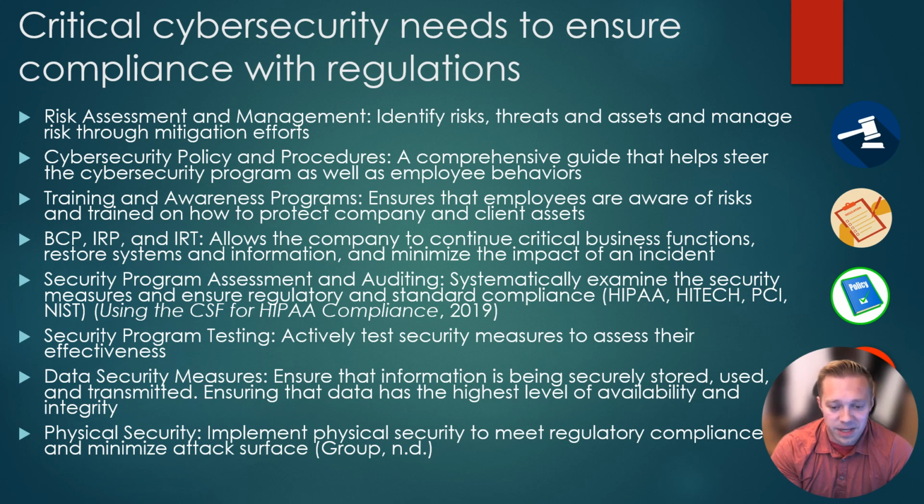The Cybersecurity Program Assessment and Auditing systematically examines the security measures and ensures regulatory and standard compliance. We have to have that across the board. We need to be looking to make sure that our measures are working, they're effective, and that they're meeting standards. And then security program testing, actively testing security measures to assess if they are effective. Data security measures. We need to ensure that data is stored securely, used and transmitted, ensuring that data has the highest level of availability and integrity. So we're talking about encryption there. As we saw in our last slide, we're encrypting at all states, and we're also making sure that it is high integrity data by doing data auditing, making sure that it's usable and available so our systems have backups and that they have a high availability.